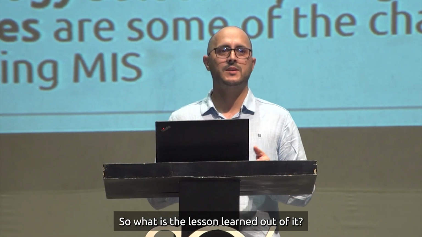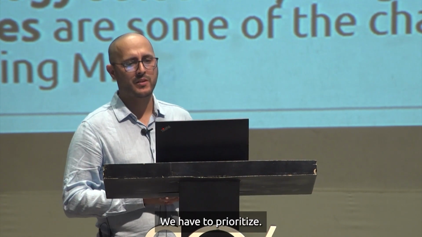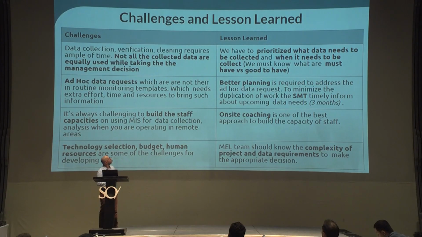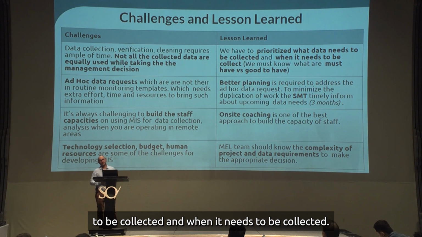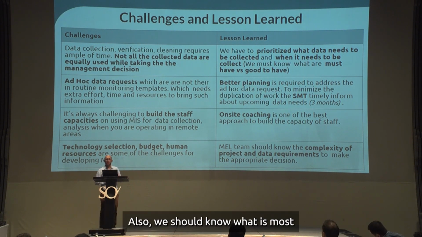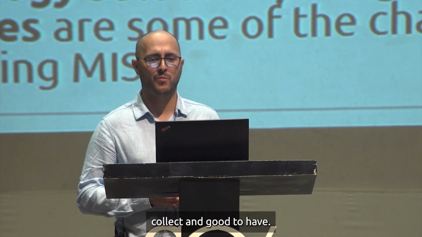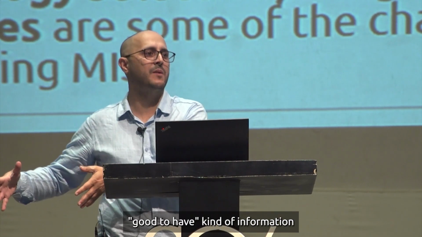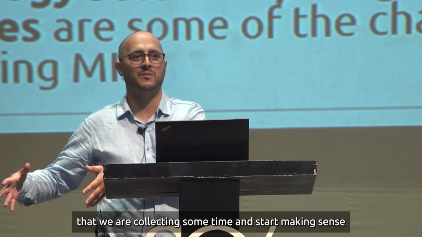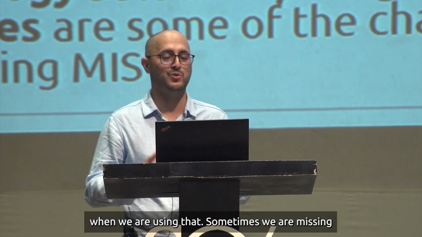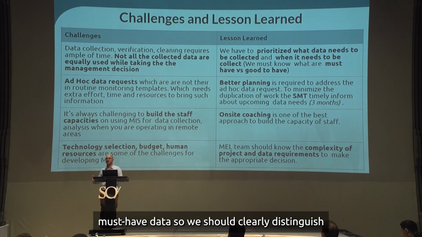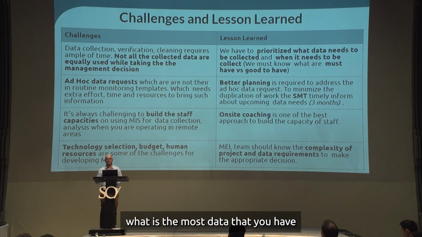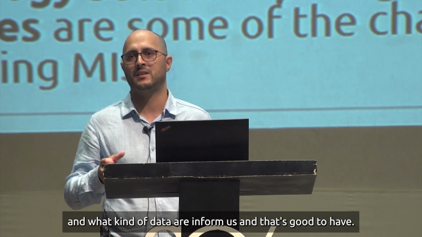So what is the lesson learned out of it? We have to prioritize the data needs, what is to be collected and when it needs to be collected. We should also know what is must-collect and what is good-to-have. There is a long list of good-to-have information that we sometimes collect and it doesn't make sense when we use it, while sometimes we are missing must-have data. So we should clearly distinguish between the must-have data and the information that is good to have.